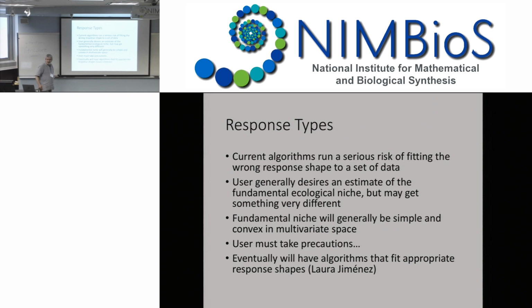Hopefully, maybe by the next time we do one of these workshops, but maybe not, a solution will be in hand. It will be computationally expensive. It won't just sit and run on your laptop in 15 minutes or 5 minutes or 3 minutes or 1 minute. Okay? Anyhow, just a commentary about fundamental niches, response types, and what it is we're estimating using these algorithms.